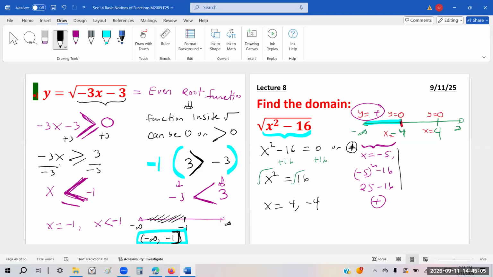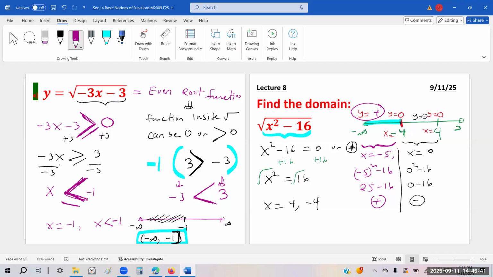Now let's see in the next interval, what do you get? Any number between negative 4 and positive 4. 0. So when you replace, we get 0 squared minus 16. So 0 minus 16, and what do we have? Negative. So y is negative here. So can you replace with any number from negative 4 to positive 4? We cannot, because then we have a negative inside the radical. We cannot have negative inside the radical.